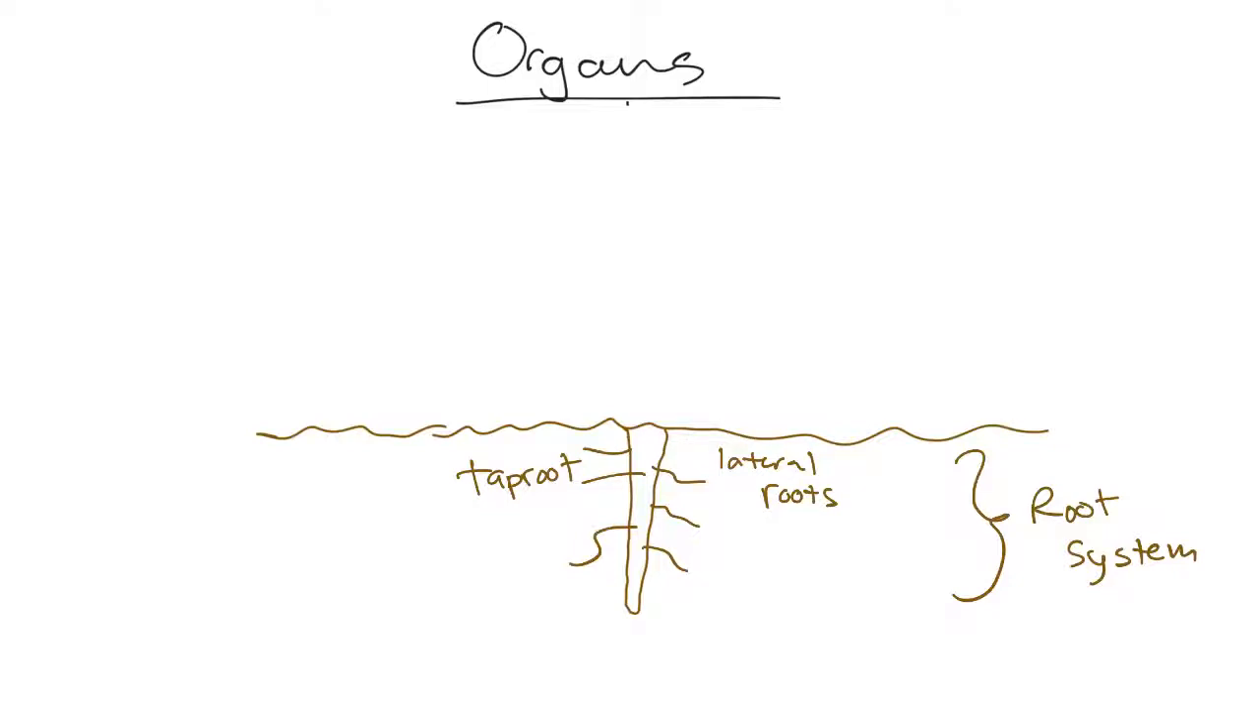Some of these look different. Taproot, lateral roots. All right, so if you think of a carrot is a big old taproot. Okay, when you pull it out of the ground, it'll often have little stringy lateral roots coming off of it. When you buy it out of the store, it doesn't really have those lateral roots on them.